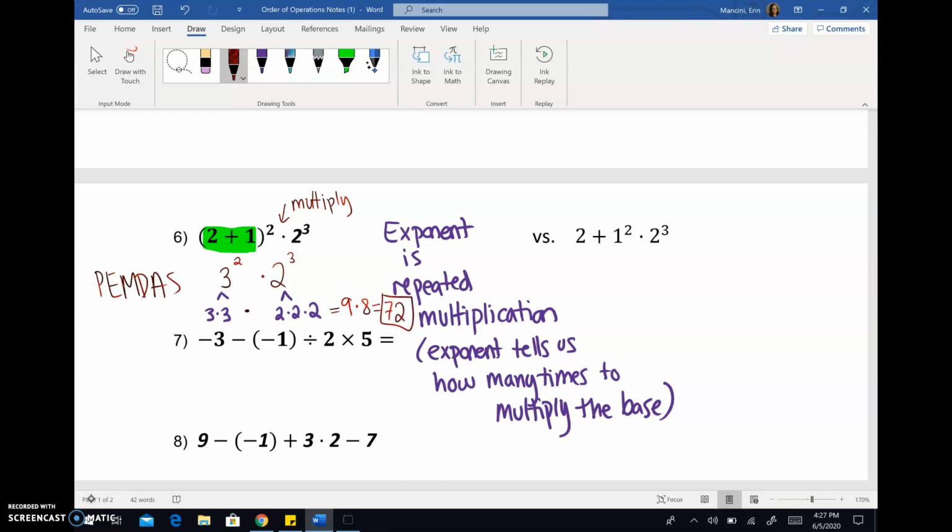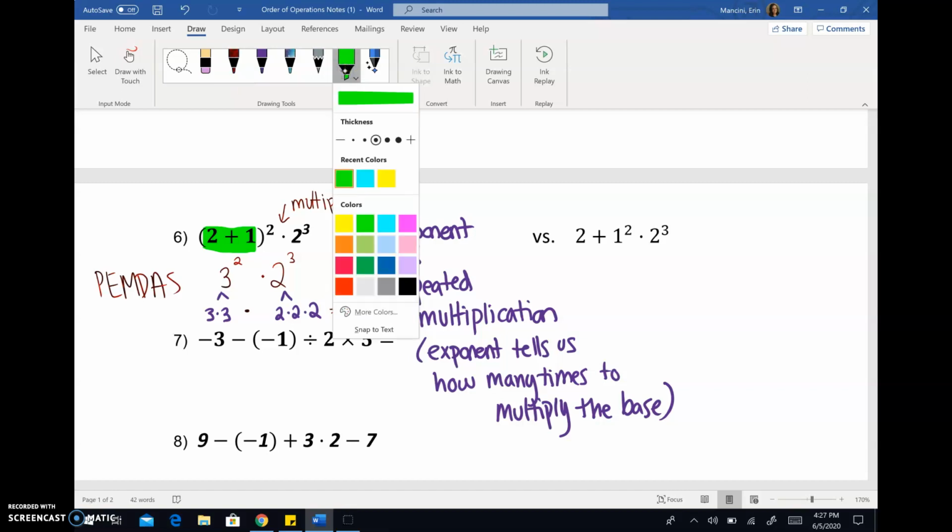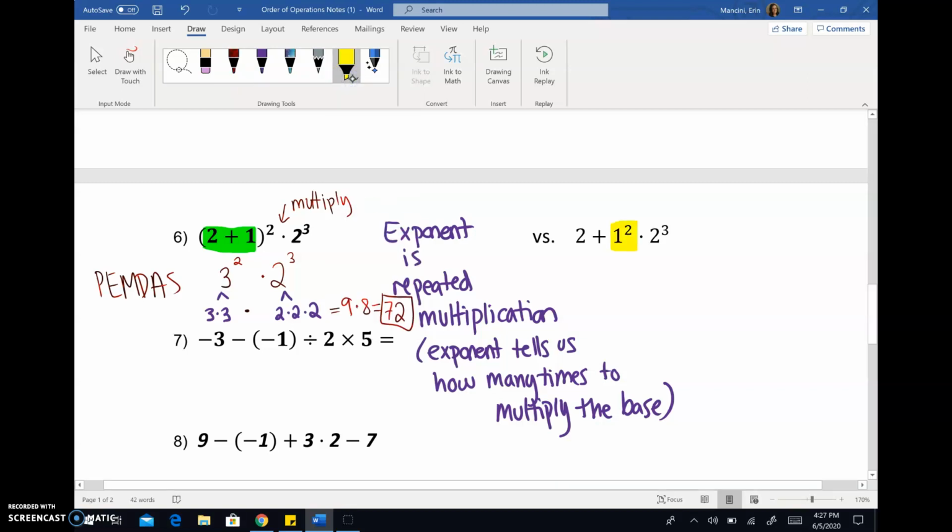Okay, and I want to compare that to this problem where I take out the parentheses because you do something different. Since this is grouped together, you did the parentheses first. But in this problem, there are no parentheses, so you're actually going to do the exponents first. You're going to evaluate the exponents. So 2 would stay the same this time. Now you're going to do 1 squared, which is 1 times 1. 1 times 1 is just 1. And you're going to multiply that by 2 to the third, which is 2 times 2 times 2, which we already know is 8.